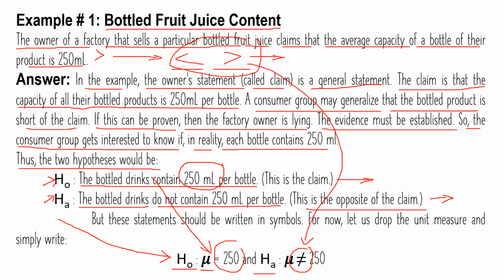That's why we use the symbol not equal to, because your alternative hypothesis will not show equality, and we assume that your mean is not equal to 250.